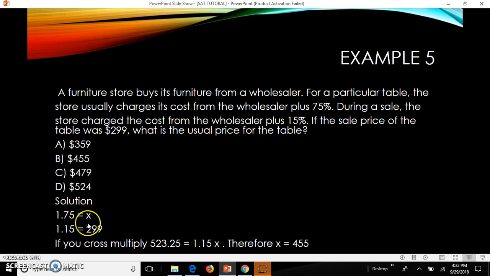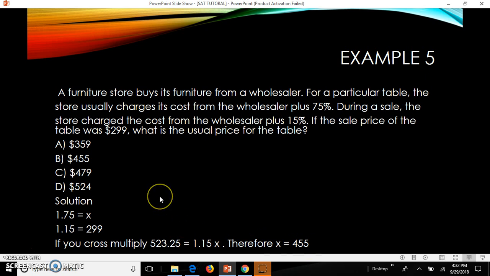That will be 1.75 because the original price is 1, and when a plus of 75% is added, that's 0.75 added to 1. Then the other part, since there is a 15% increase here, there's going to be 1, which is the original one, plus 0.15. Then you have that, which is equal to this. You're going to get the price for that. When you cross multiply, you have 523.25 equals 1.15x, and you solve for x, you get 455 is the answer.